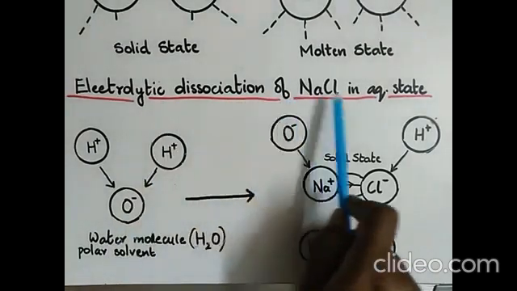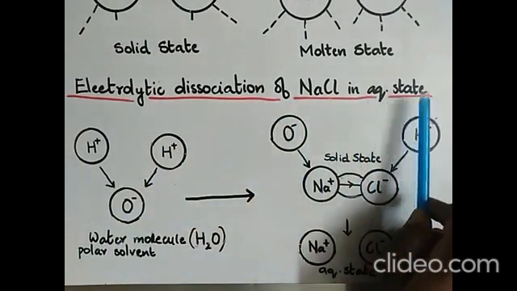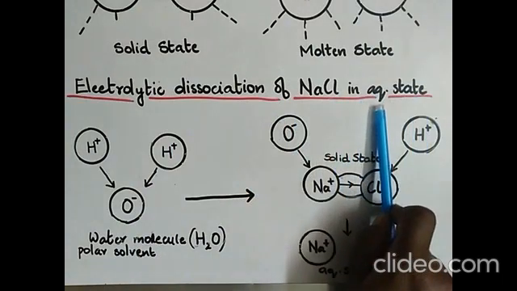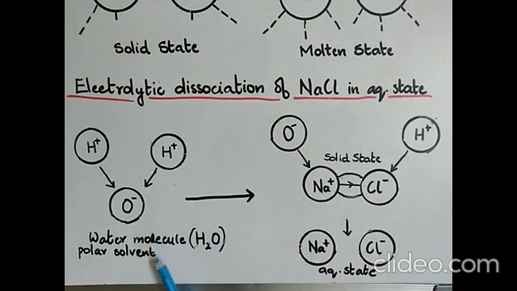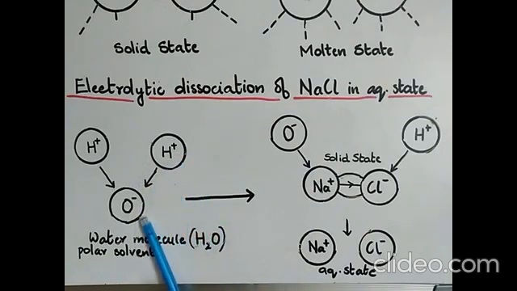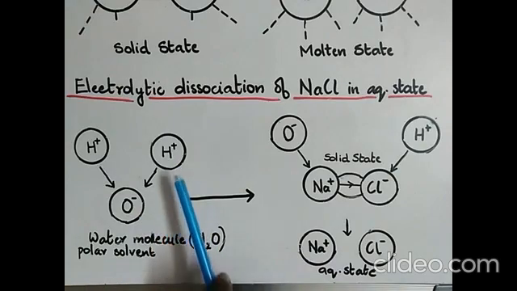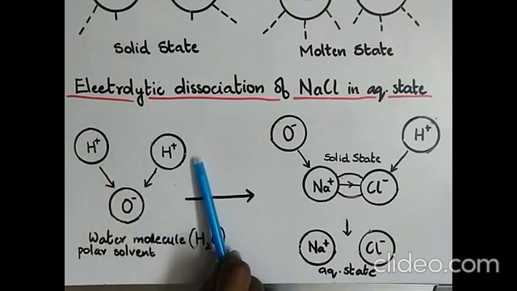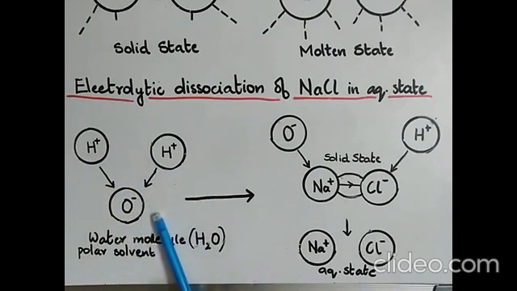Electrolytic dissociation of sodium chloride in aqueous solution, that is, sodium chloride dissolved in water. Water is a polar solvent, that is, it has charge separation. Hydrogen is slightly positively charged and oxygen is slightly negatively charged. This is due to the difference in their electronegativity, which you have studied in chemical bonding. In water, each hydrogen atom develops a slight positive charge and oxygen develops a slight negative charge.